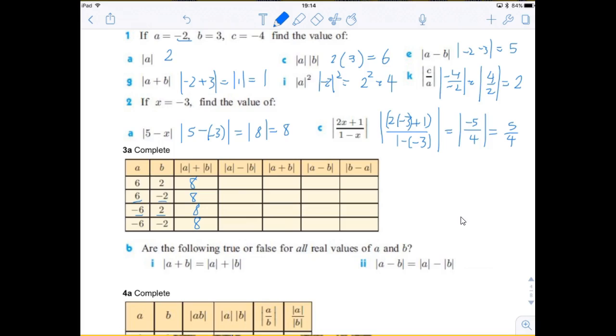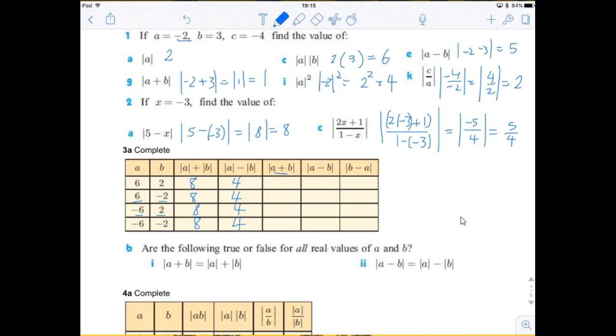Okay, now modulus of 6 minus the modulus of 2 is going to be 4. Modulus of 6 minus the modulus of negative 2 would also be 6 minus 2 is 4. Modulus of negative 6 minus the modulus of 2 is 6 minus 2 is 4. Modulus of negative 6 minus the modulus of negative 2 is also 6 minus 2, which is also 4.